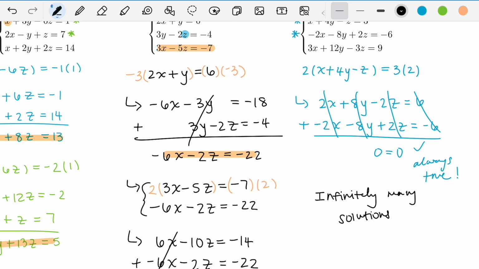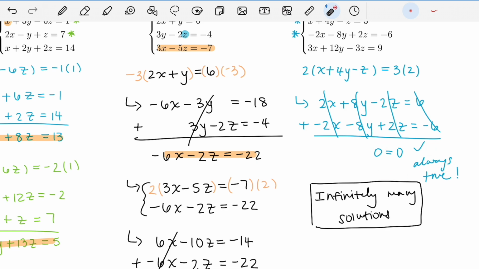Now again, just to emphasize that if we were left with a false statement in the end, then that would be a case where we don't have any solution. So our solution set would be empty.